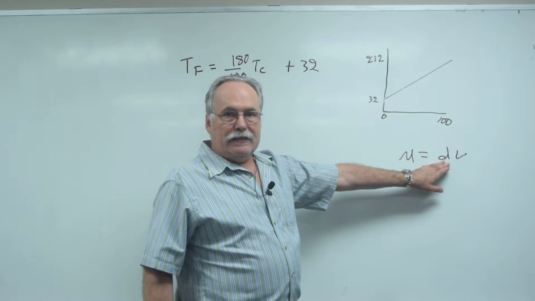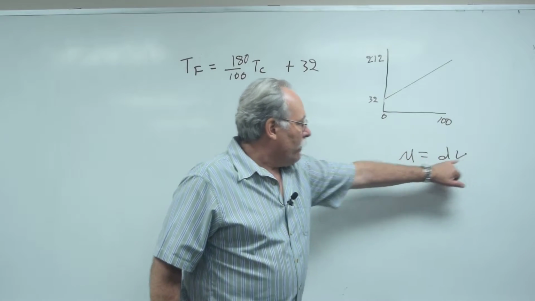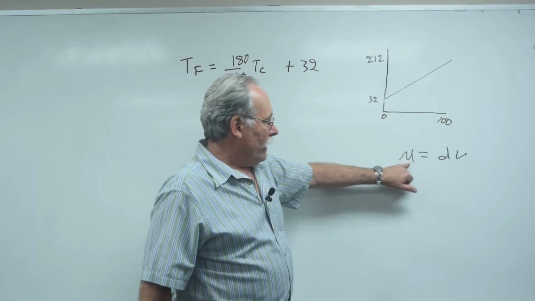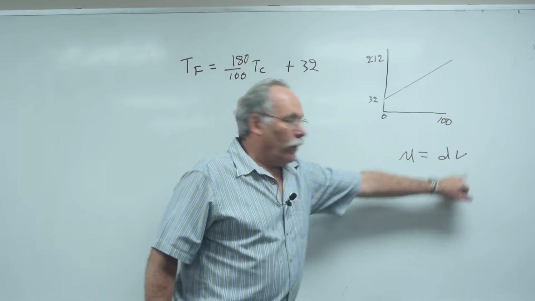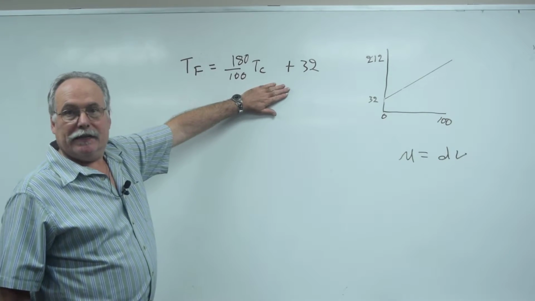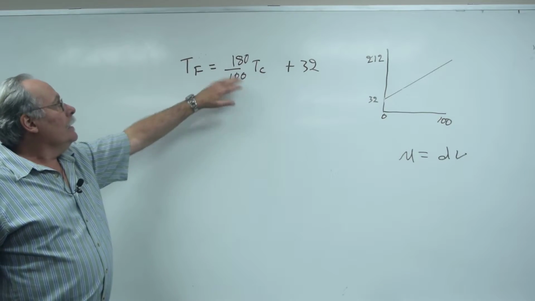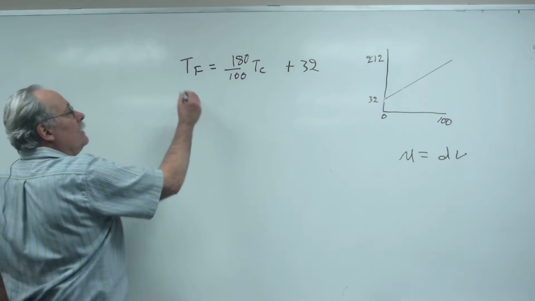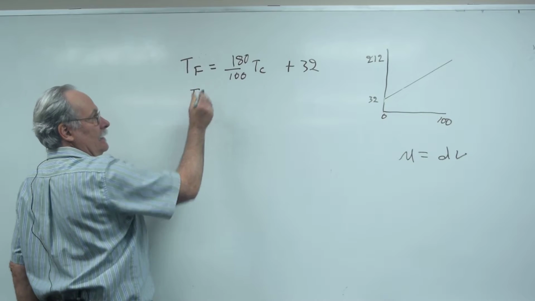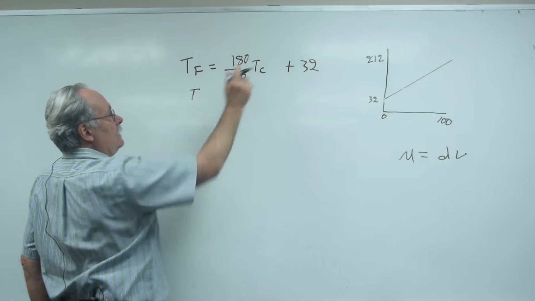So if I know the density, I can simply multiply by the volume to get the mass, or I could divide the mass by the density to get the volume. This is a far more complicated equation. So we're going to ask ourselves the question, at what temperature do these two scales converge? So I could say, at what temperature T is TF equal to TC?